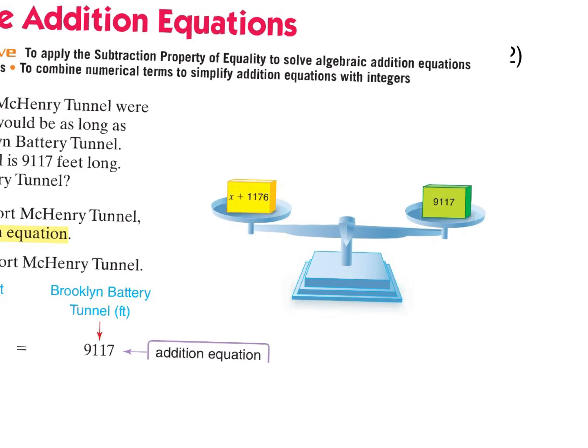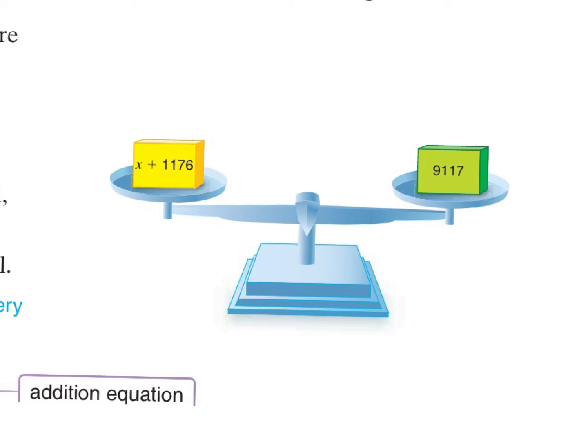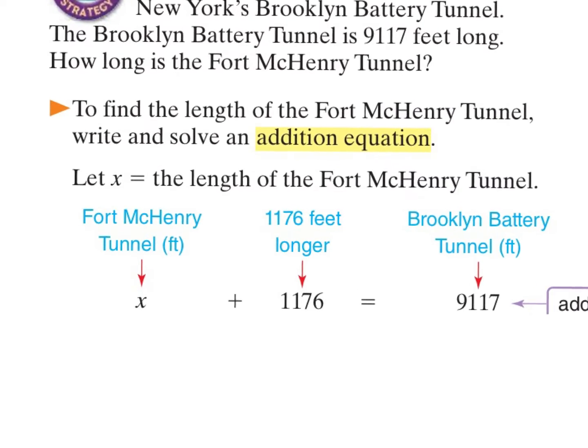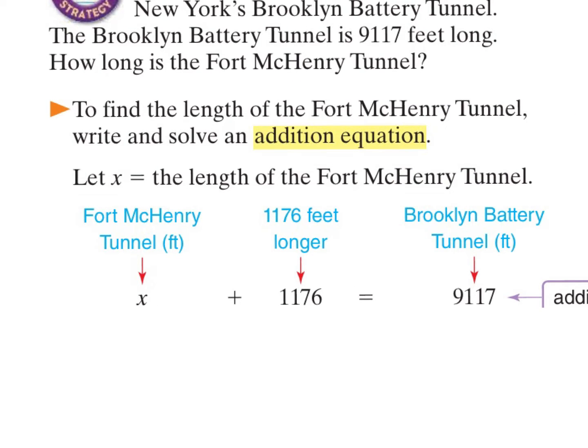Something to keep in mind here. What they did over here is they show this as kind of a balance, which first we would have to come up with the equation to be able to see that, so we can make this addition equation. If we let x represent the length of the Fort McHenry Tunnel, we take that plus 1,176 feet, that would be the 1,176 feet longer, then it would equal the Brooklyn Battery Tunnel, which is 9,117 feet.